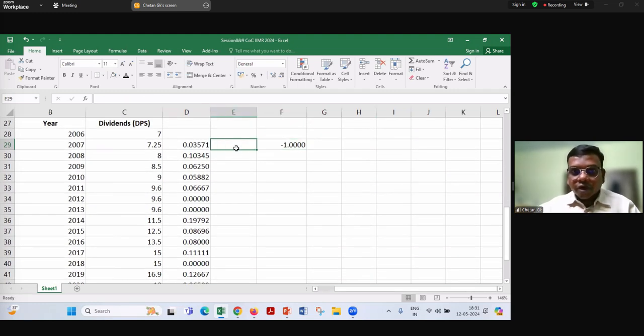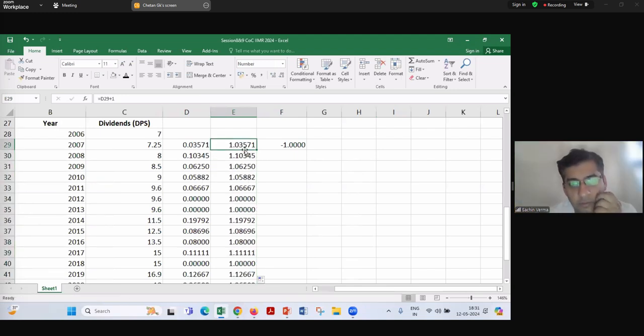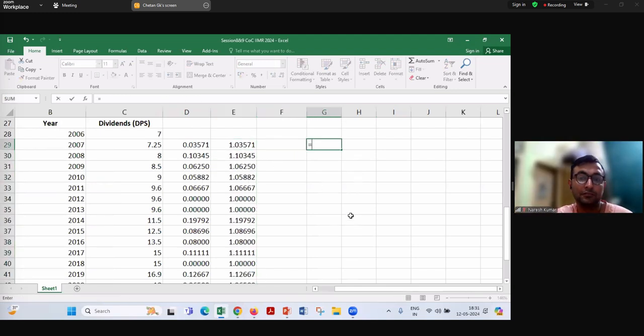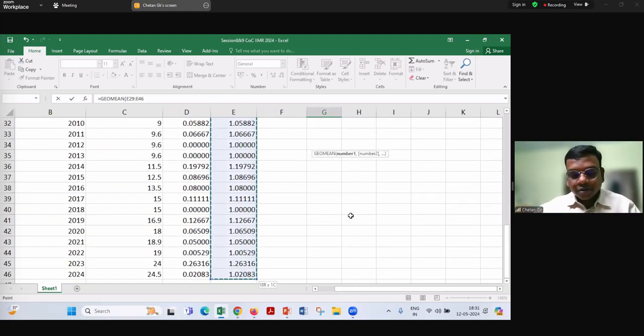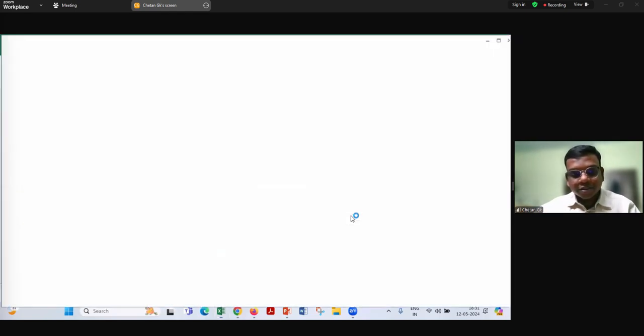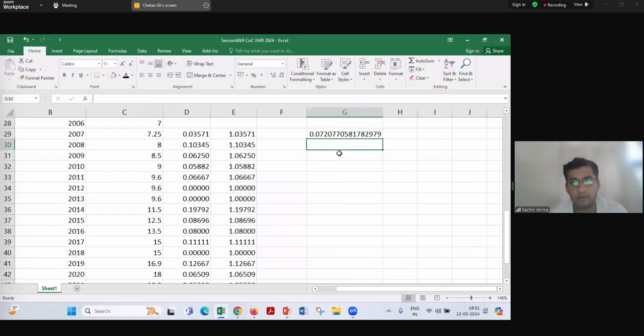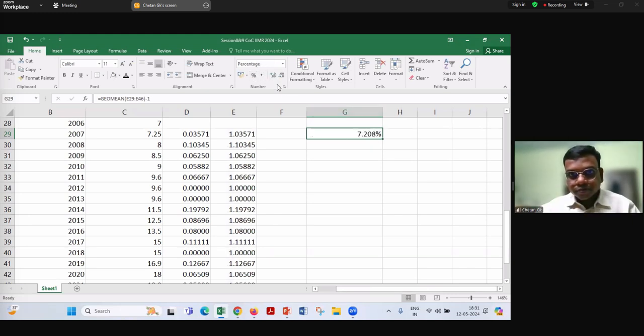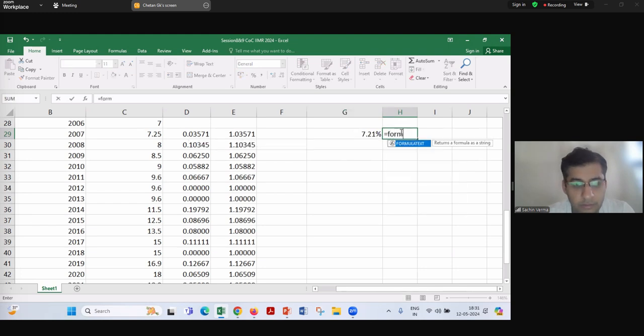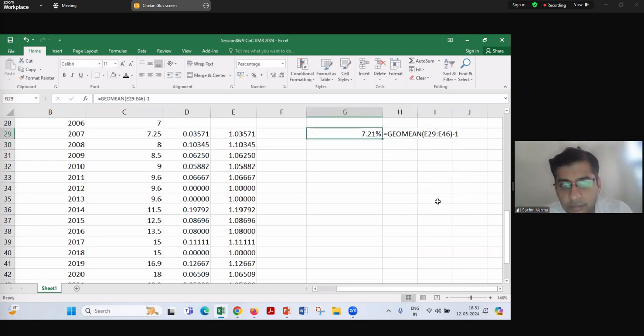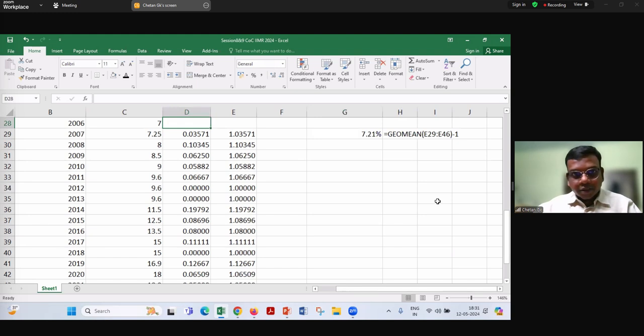But don't you think that we have not added 1 to this? Yes, sir, we made a mistake, right? Let us see whether GEOMEAN works here. It works, it's good. It is working, you can see. In one step, we are getting the answer. Minus, so this is the return. This is return plus 1, right?